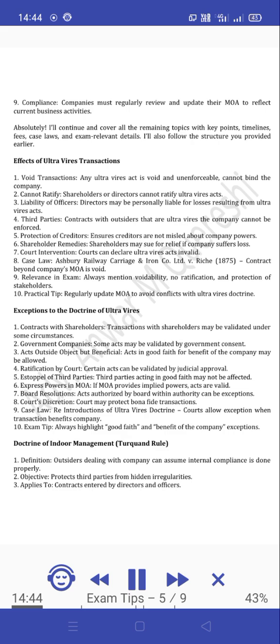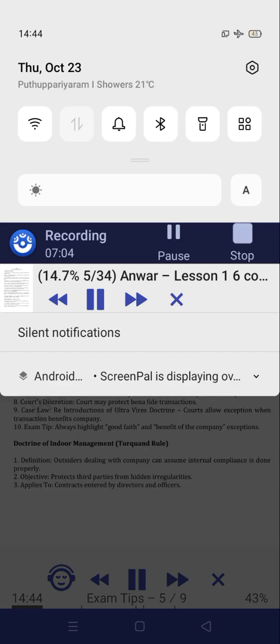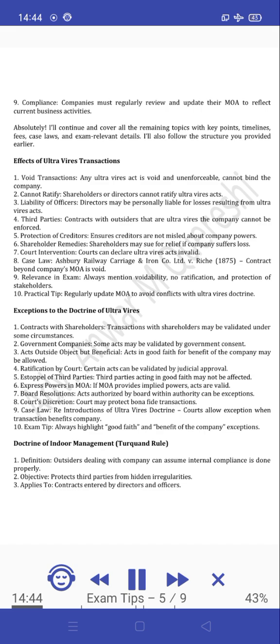6. Shareholder remedies. Shareholders may sue for relief if company suffers loss. 7. Court intervention. Courts can declare ultra vires acts invalid. 8. Case law. Ashbury Railway Carriage and Iron Company, Limited vs. Riche, 1875. Contract beyond company's MOA is void. 9. Relevance in exam. Always mention voidability, no ratification, and protection of stakeholders. 10. Practical tip. Regularly update MOA to avoid conflicts with ultra vires doctrine.